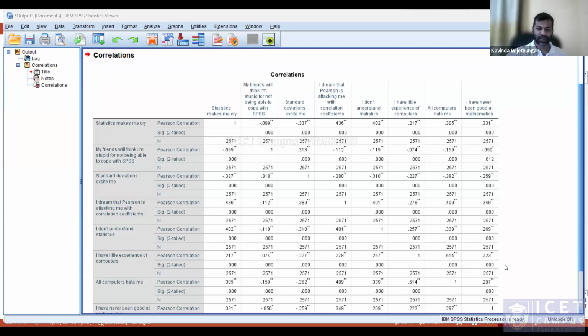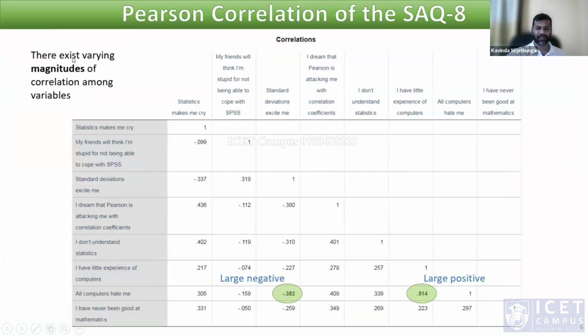Then here you can see there is a large negative correlation and a large positive one. Likewise, we can find the correlations there. So there exist varying magnitudes of correlation among variables, right? So then, partitioning the variance in factor analysis, right? Common variance: variance that is shared among the set of items we call the common variance. Then communality is the common variance, which ranges between 0 and 1.